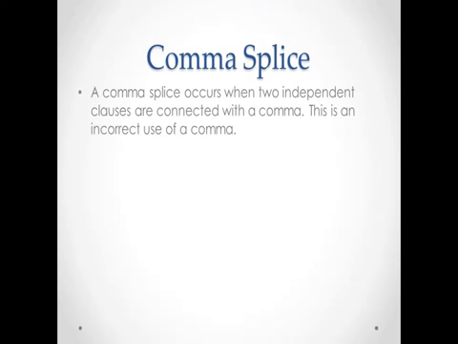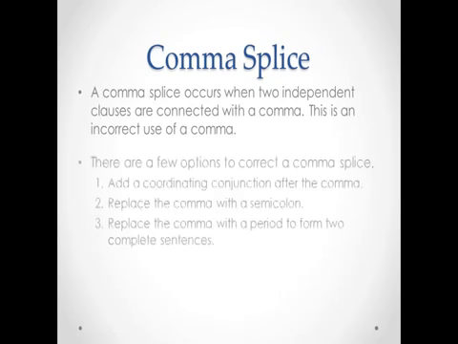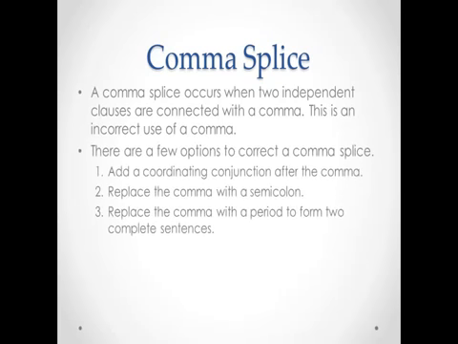So it's just a comma, and that makes it a comma splice. It's just basically an incorrect use of a comma. So a few options to correct a comma splice are to add the coordinating conjunction after the comma, to replace the comma with a semicolon, or to replace the comma with a period to form two complete sentences.